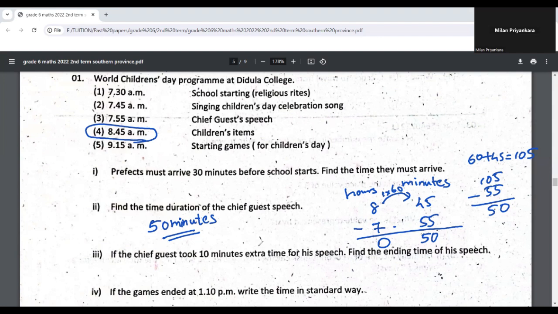And if the chief guest gets 10 more minutes, it is going to end at 8:55 a.m. Right? I think you understand this. 8:45 plus 10 minutes is 8:55.